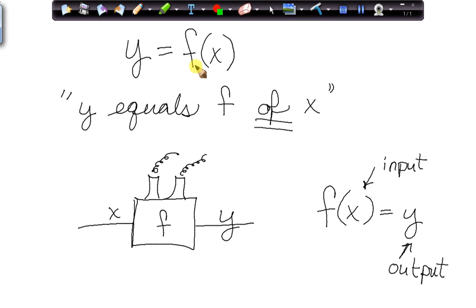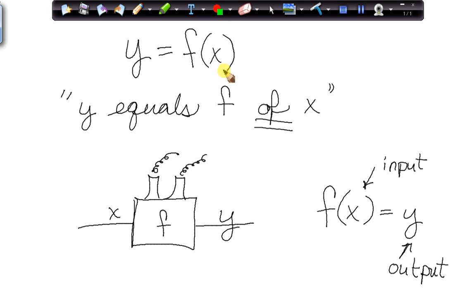It's important that you don't think of this right here as multiplication. This does not mean f times x, even though you see the parentheses. These parentheses are being used differently. Generally we'll use an f or a g, and you'll get used to when we're talking about functions and when we're not. But just be very careful to not confuse this with multiplication, because function notation is different than multiplication.